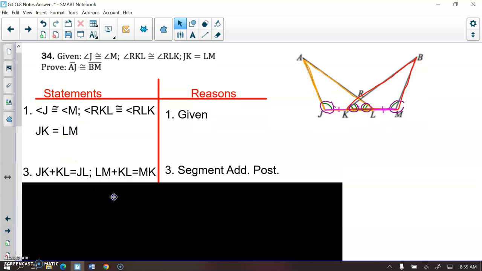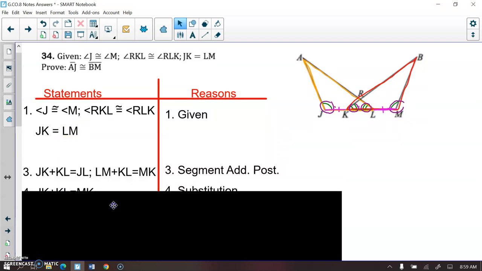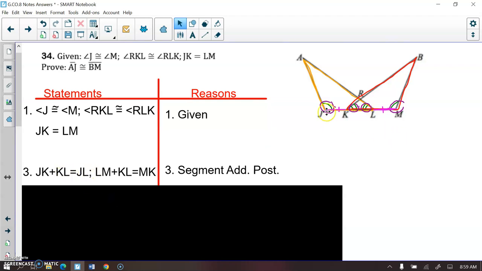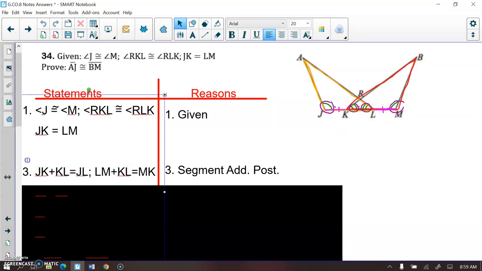So if I have that they're equal, then by the segment addition postulate, I can say that if I take JK plus KL, that will equal all JL. And if I take LM plus KL, that will equal all MK. And that's step number 2.